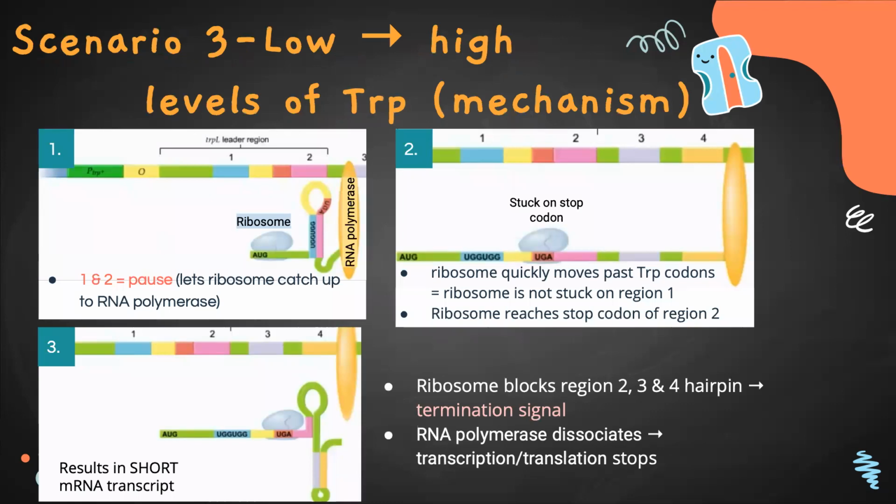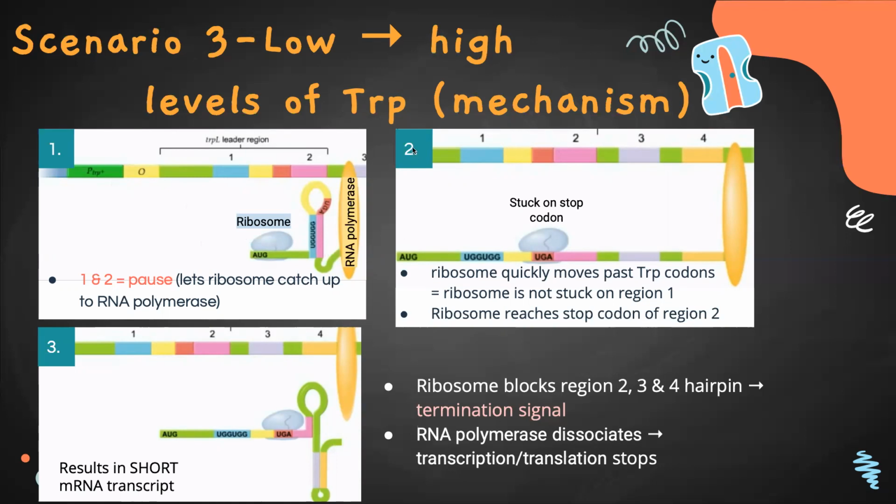So this is the mechanism for low to high levels, or medium levels. In the beginning, it's the same thing. You have RNA polymerase starting over here. It's moving along. It makes 1 and 2. 1 and 2 come together, and that's like the pause signal in order for the ribosome to catch up.